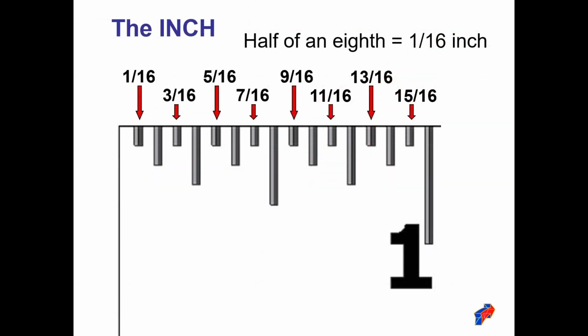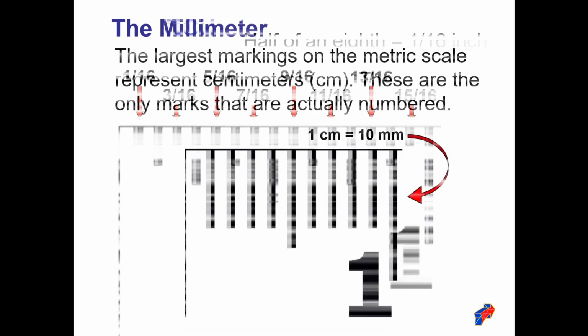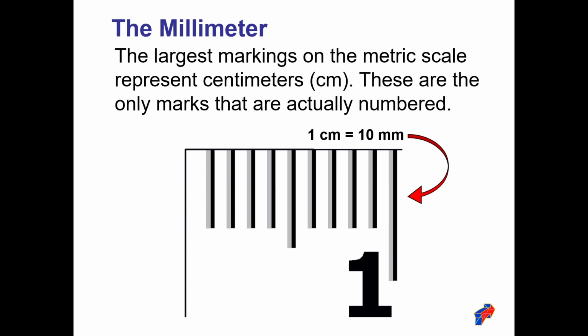The inch. Half of an eighth is a 16th of an inch. A ruler is shown above, showing half inches, quarter inches, eighth inches, and 16th of an inch. The millimeter. The largest markings on the metric scale represent centimeters. These are the only marks that are actually numbered. 1 centimeter is equal to 10 millimeters, and shown is a ruler depicting that.